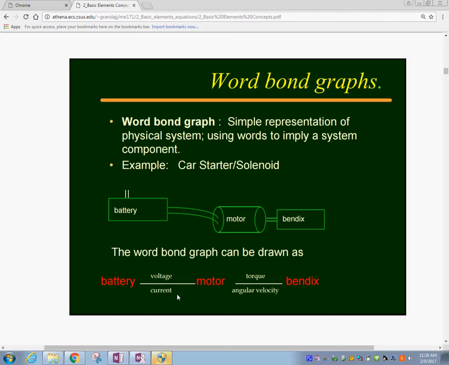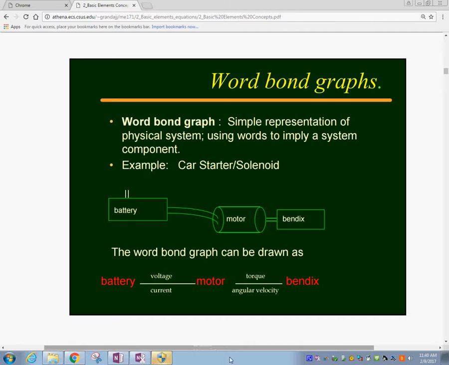Okay. The point in this discussion is that the communication between the battery and the motor is done through this voltage and the current, those two variables. From the prior discussion, the voltage would be an effort variable and the current would be a flow variable. The motor communicates with the Bendix through the torque and the angular velocity, and the torque would be the effort and the angular velocity would be the flow, right?